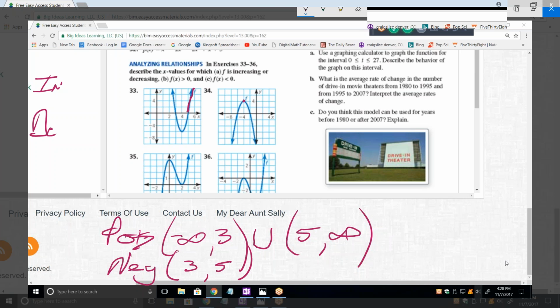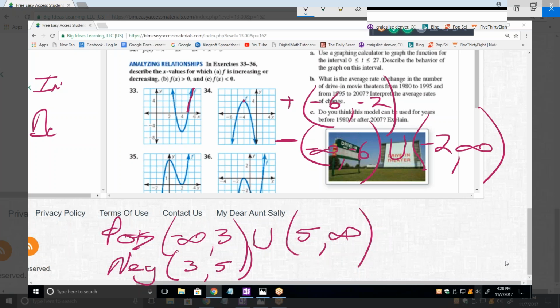Okay. About 34, where is it positive? It's positive from negative 6 to negative 2. Oh, that's negative 6. Okay. Right. Where's it negative? From negative infinity to negative 6. And then from negative 2 to infinity. You're absolutely correct. It's a positive infinity. Okay.